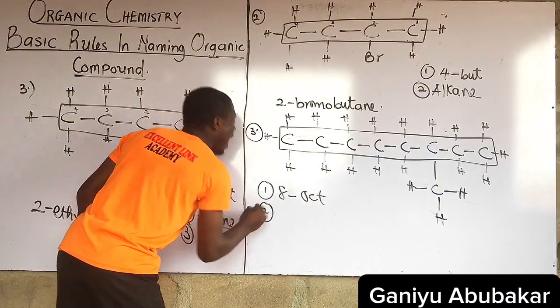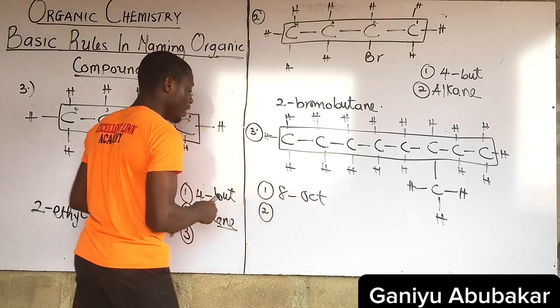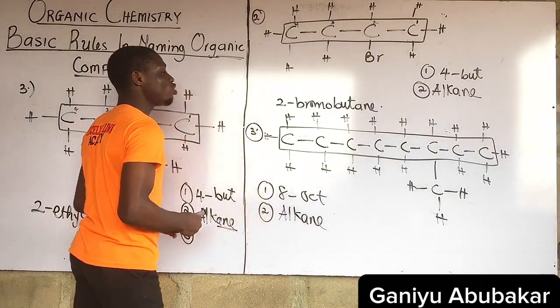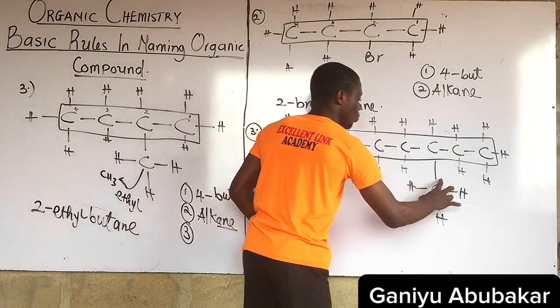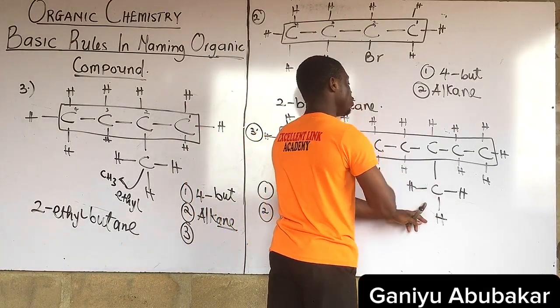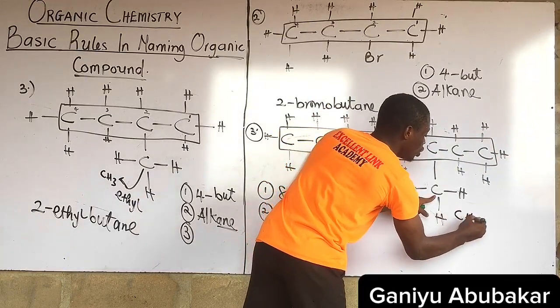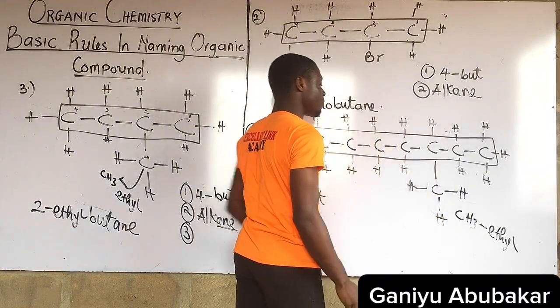Rule 2 says identify the functional group. This is a single bond. That's what? Alkane. Alkane for representing single bond. Rule 3: observe a substituent. This is my substituent. Why? Because it's not part of the root hydrocarbon. So this becomes CH3, which is what? Ethyl, as we know. Ethyl.